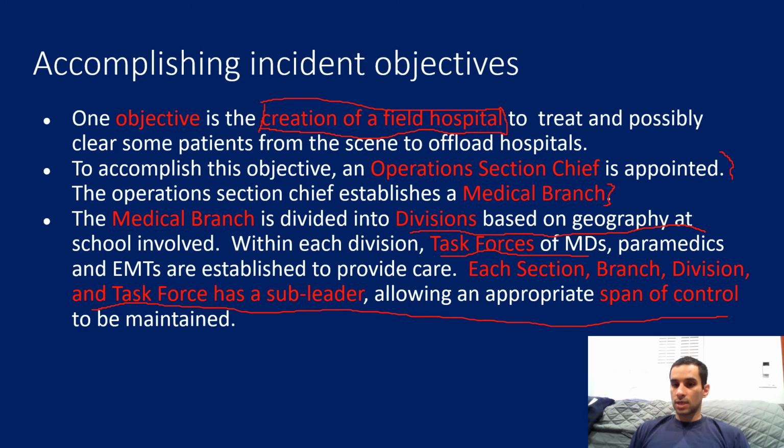So the operations section chief supervises the branch directors, one of which is the medical branch. Within the medical branch, you had 3 divisions. So the medical branch director has 3 divisions to keep track of. And then within the divisions, you have your task forces. So no one has too many things to keep track of. Span of control, no more than 1 to 5 was maintained. Okay? It can go up to 7, but in this case we stick to the ideal, 1 to 5.